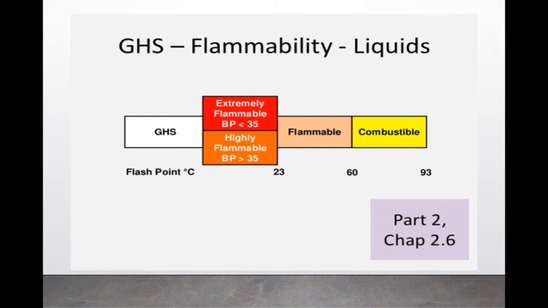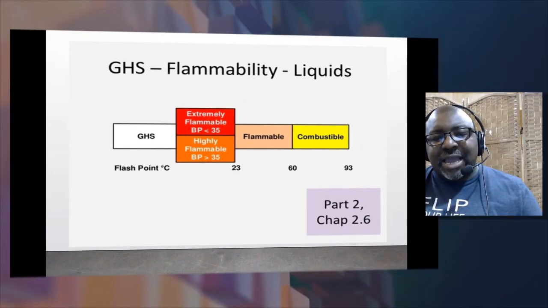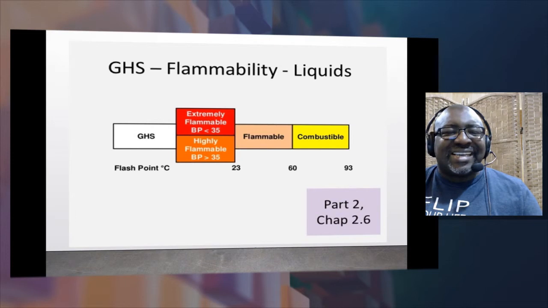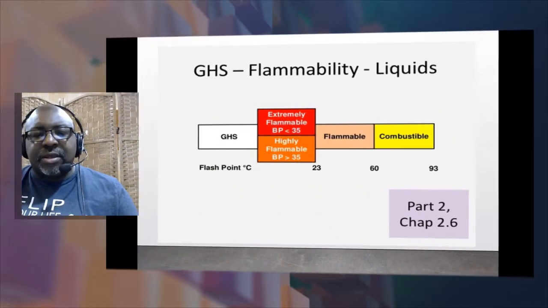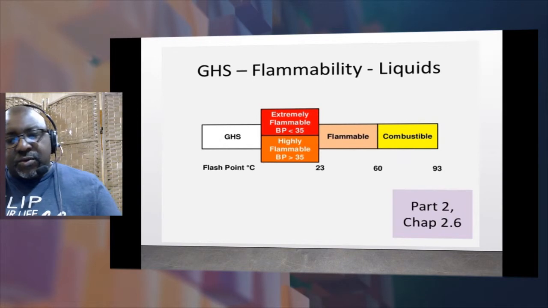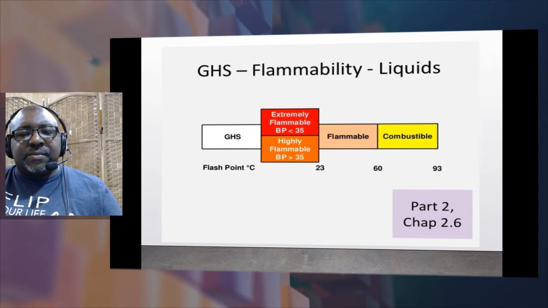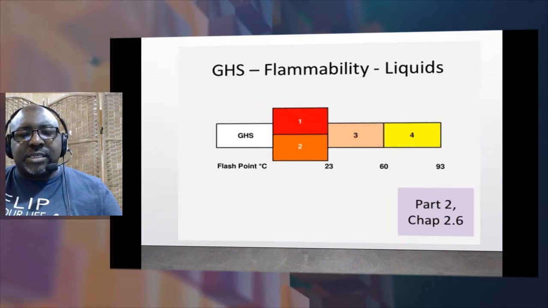So going with the GHS, now you know that anything from 0 degrees Celsius up to 23 degrees Celsius, with a boiling point greater than 35 degrees Celsius, is highly flammable. If the boiling point is less than 35 degrees, then it is extremely flammable. Then for flammables in the 23 to 60 range, and 60 to 93, it is going to be a combustible liquid. So that's in the GHS.